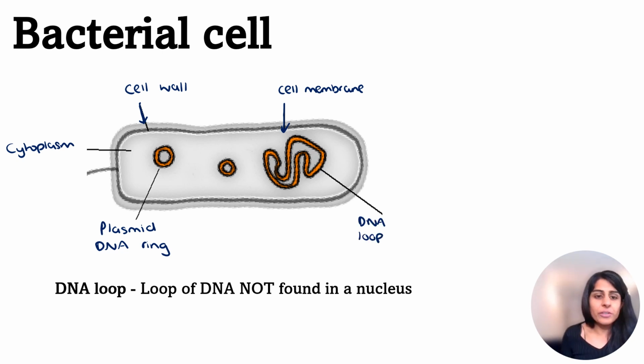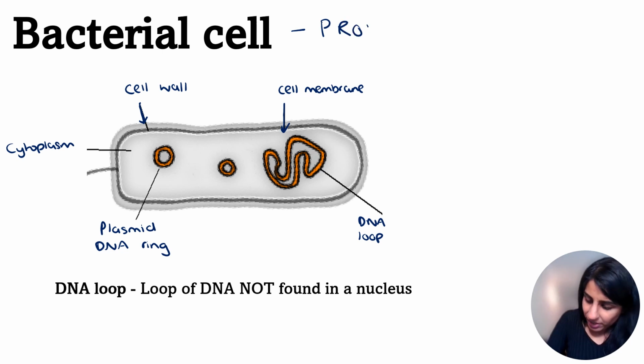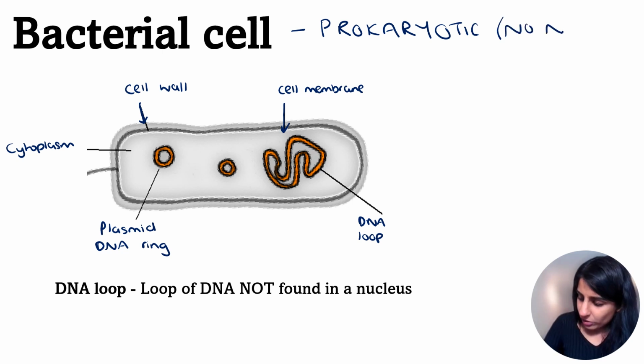So the DNA loop is a loop of DNA, and it's not found in a nucleus. So that's a key difference you can see already between the animal, plant and bacterial cell, that the bacterial cell has no nucleus, whereas animal and plant cells have a nucleus. So bacterial cell is also known as a prokaryotic cell. So I'm going to introduce that term now. Prokaryotic. It's got no nucleus.